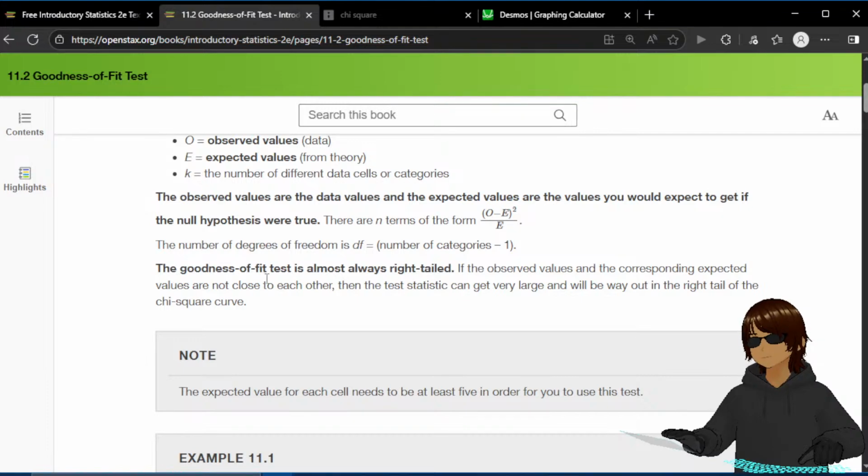The goodness of fit test is almost always right tail. If the observed values and the corresponding expected values are not close to each other, then the test statistic can get very large and will be way out in the right tail of the chi-square curve.